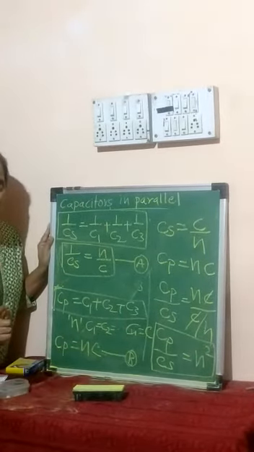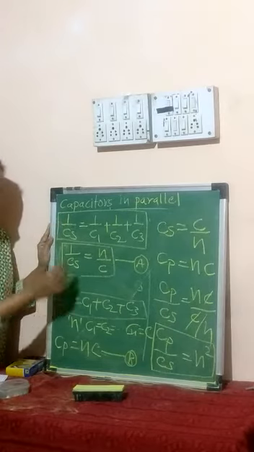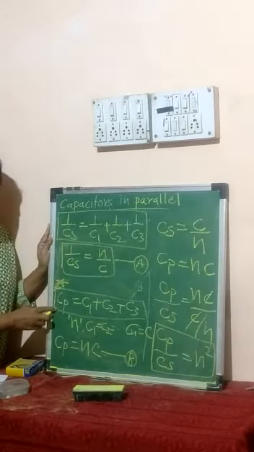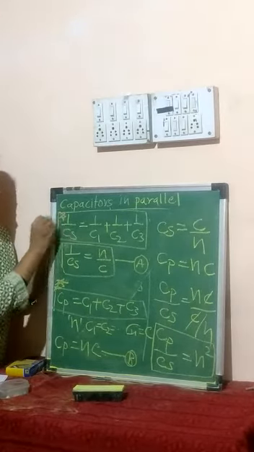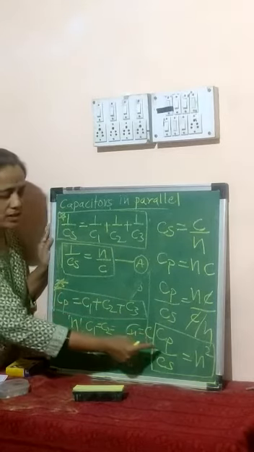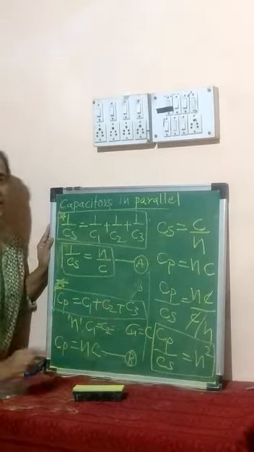So in this lecture you have to remember certain formulas: one formula for Cp, another formula for Cs, and the third formula is the relation between Cp and Cs.